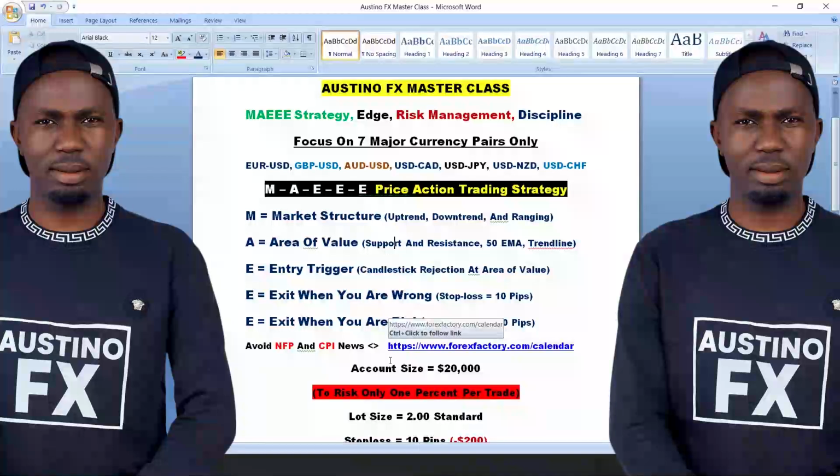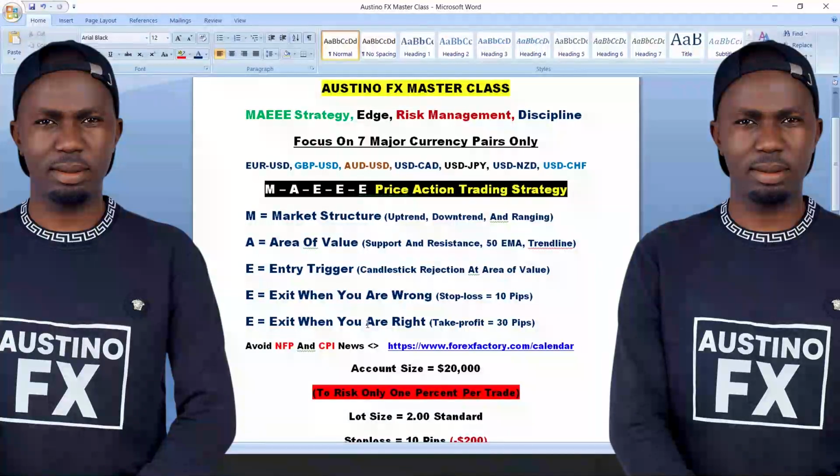If the market is in an uptrend and makes a pullback to a support level, there is a chance that the market will reverse from that support level, because this has happened in the past. So my edge is each time the market comes to the support level, I take a buy trade, because it has happened in the past. I have faith it will happen in future. So this is what we call an edge.